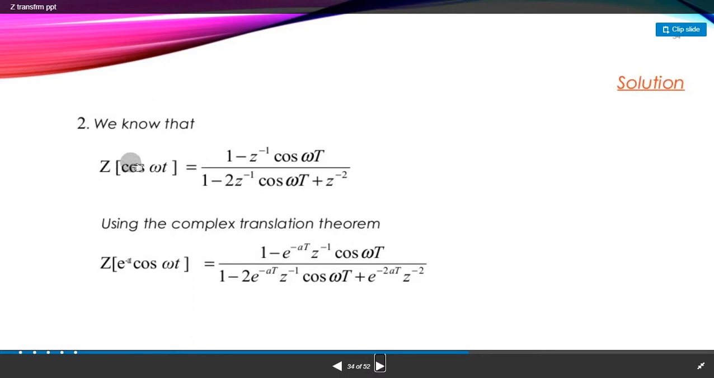And we know that the z transform of cos omega t is equal to 1 minus z to the power minus 1 cos omega T by 1 minus 2 z to the power minus 1 cos omega T plus z to the power minus 2. Using the complex translation theorem, we can rewrite the z transform of e to the power minus at cos omega t as 1 minus e to the power minus aT z to the power minus 1 cos omega T by 1 minus 2 e to the power minus aT z to the power minus 1 cos omega T plus e to the power minus 2aT into z to the power minus 2.